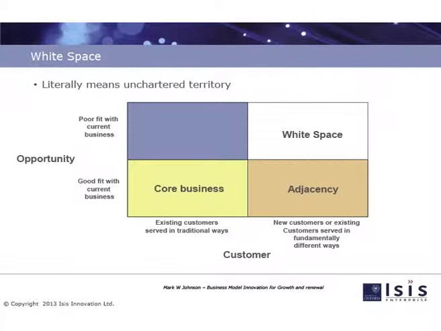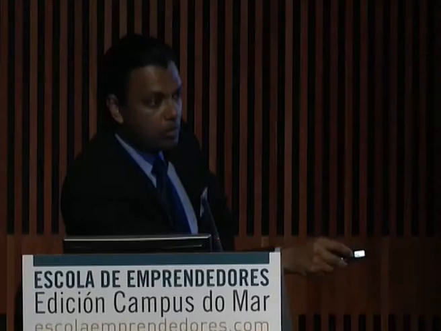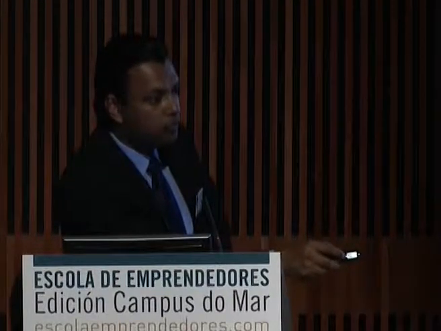Okay, so let's have a look at it in a nice MBA sort of graph here. So here you have the opportunity, okay, the business opportunity, and here you have your customers, right? And you have products or services that are a good fit with your current business, right? So that's your core business that you've been doing forever. But there are things that are a poor fit with the current business for existing customers who have been served in a traditional way. However, you also have new customers or existing customers served in fundamentally different ways. As I mentioned, that's where the adjacency comes in. You're coming up with new products as opposed to improved products.